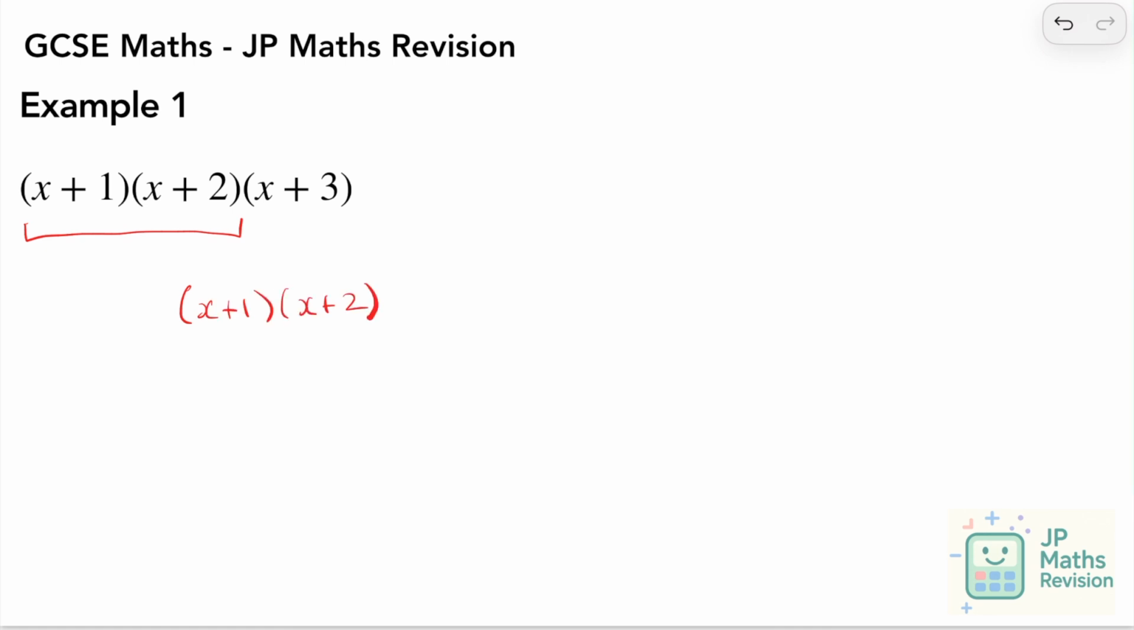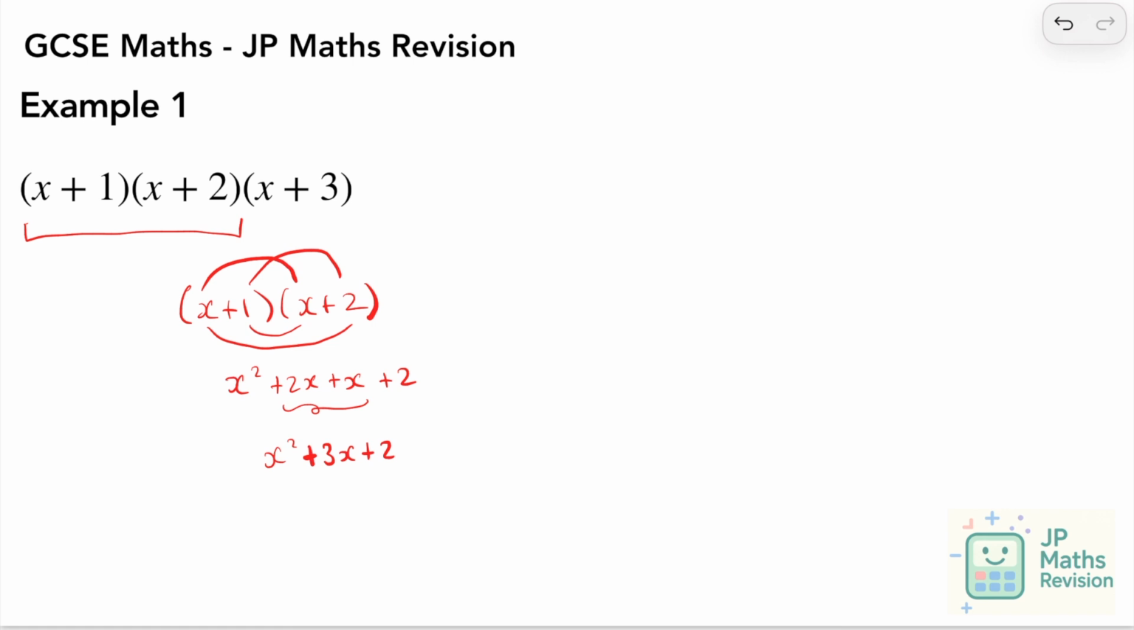So we're going to use our FOIL method to expand that out. So x times x is x squared, x times 2 is 2x, 1 times x is x, and 1 times 2 is 2. So then we're going to simplify this. So simplifying this, we end up with x squared plus 3x plus 2.